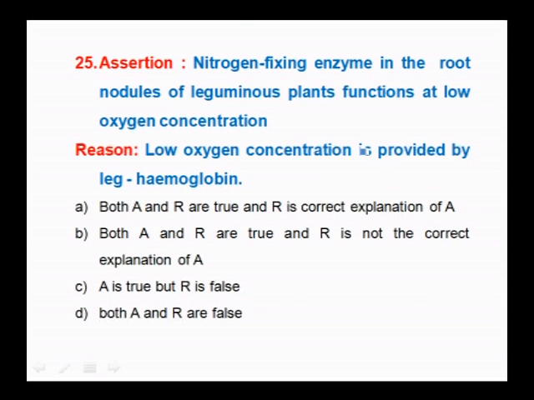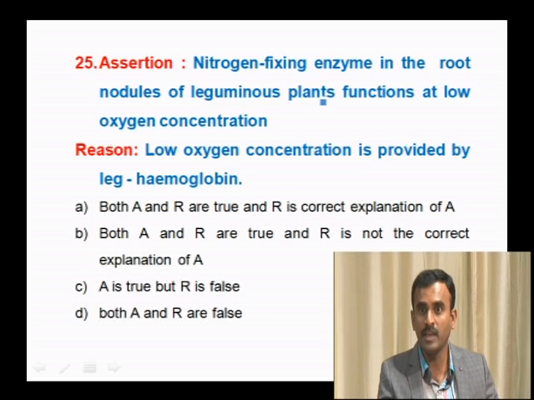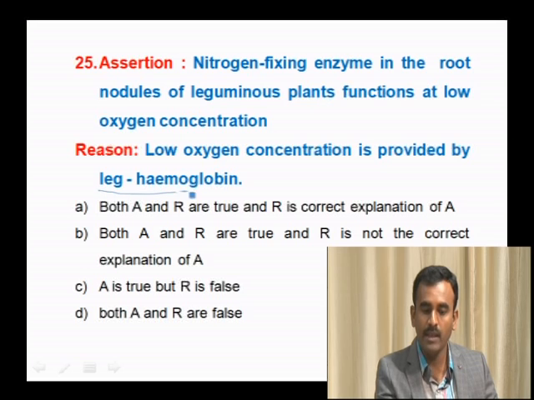Reason: low oxygen concentration is provided by leg hemoglobin. Nitrogen fixing enzyme, the nitrogenase enzyme present in the root nodules, requires anaerobic condition for nitrogen fixation. In presence of oxygen, nitrogenase enzyme undergoes oxidation and cannot fix atmospheric nitrogen. So in the root nodules, for proper fixation of nitrogen, nitrogenase enzyme requires anaerobic condition. Oxygen should not be there. This anaerobic condition for nitrogenase enzyme in root nodules is provided by leg hemoglobin.